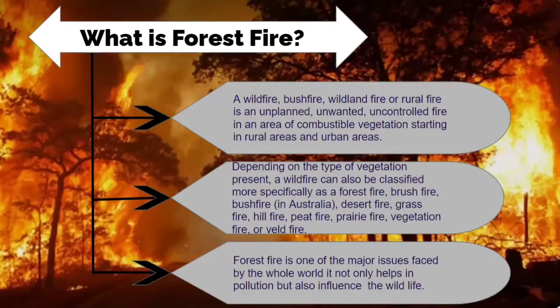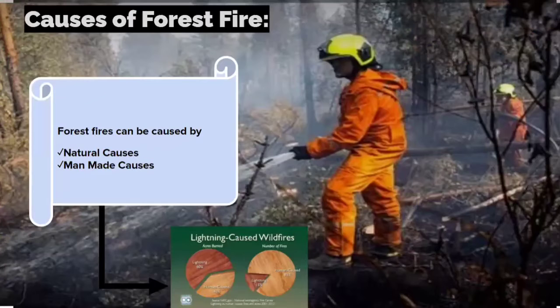Let's get started with what basically is a forest fire. Forest fire is defined as a fire caused in forest by natural effects or some irresponsible man-made activities. Depending on the type of vegetation present, a wildfire can be classified into forest fire, bush fire, desert fire, grass fire, etc. Forest fire is one of the major issues faced by the whole world. It not only helps in pollution but also influences the wildlife habitat.